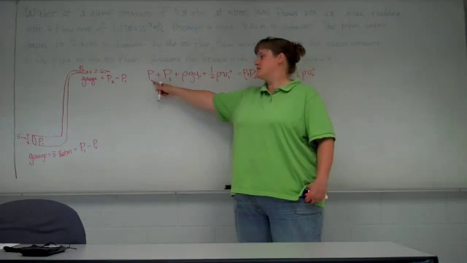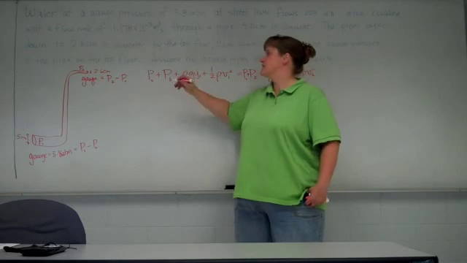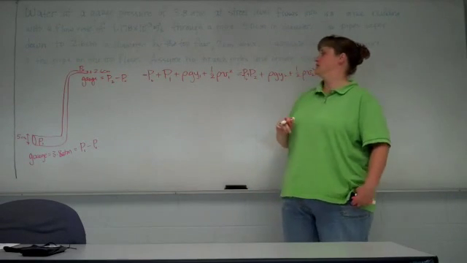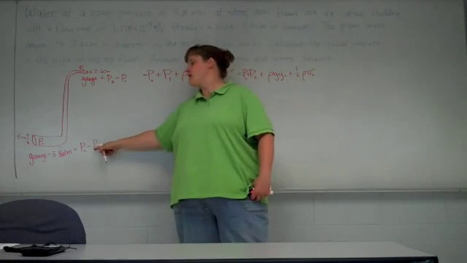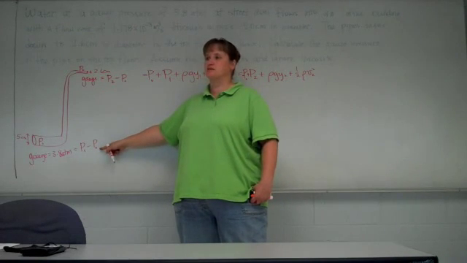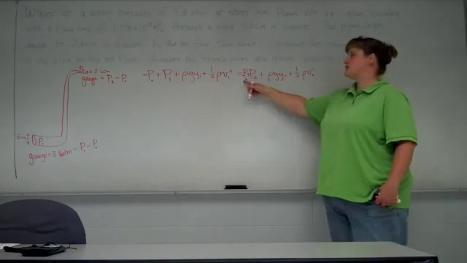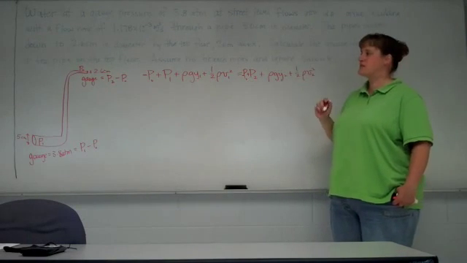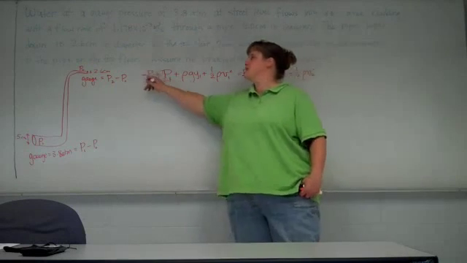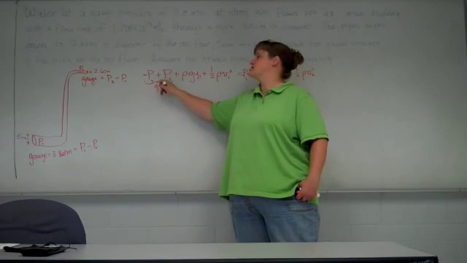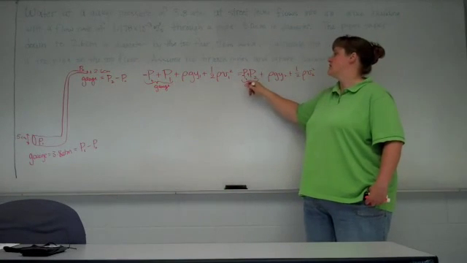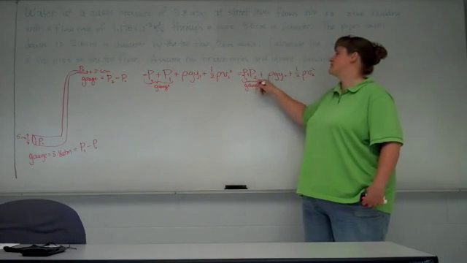Actually, how about we subtract P naught? Because P1 minus P naught is the gauge pressure. P2 minus P naught is the gauge pressure. So if we subtract P naught from both sides, these now will be gauge. So we can just use our gauge values.